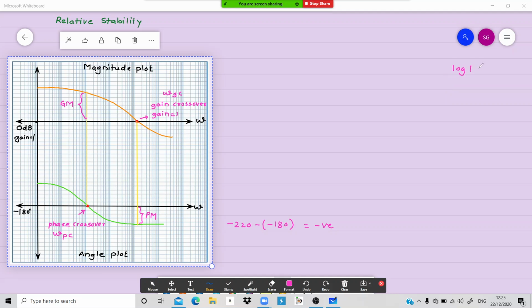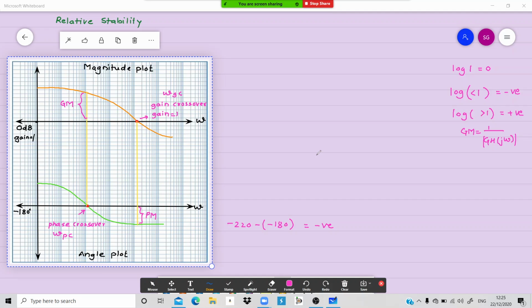Log of 1 is 0. Log of something which is less than 1 is negative. And you can check on a calculator, log of something which is greater than 1 is always positive. So now what is happening? Gain is greater than 1, that means this condition, correct? When gain is greater than 1, your GM is less than 1, because you know the relationship that GM is equal to 1 upon |GH(j omega)|, and we had seen the magnitude of that.